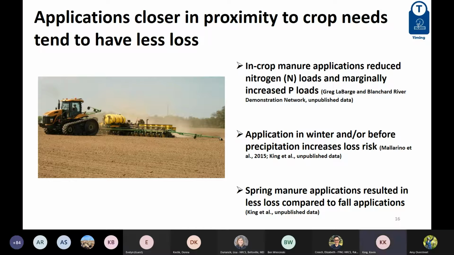In studies out of Iowa and some of my own research here in Ohio, it is also clear that application in winter and before precipitation significantly increases the risk of loss. Further, some preliminary data from the Ohio Edge of Field Network shows that spring manure applications resulted in less loss compared to fall applications. This data was analyzed using a before-after control impact design and study with 4 years of data, 2 years of pre-treatment data, and 2 years of post-treatment data. Collectively, these studies indicate that applications closer in proximity to crop needs tend to have less loss.